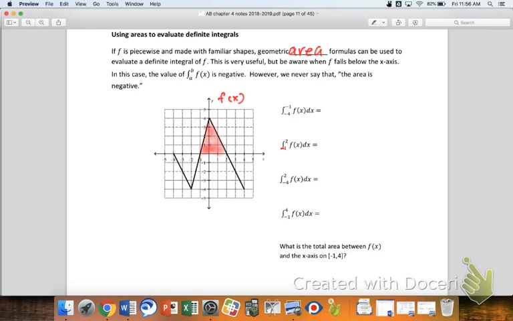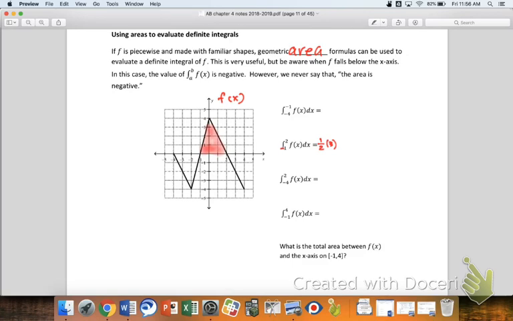Okay, let me get back to my original question. What's the area formula for a triangle? So here's all you would really have to do to figure out the value of this definite integral: say 1/2. What would be the base length? And what would be the height?